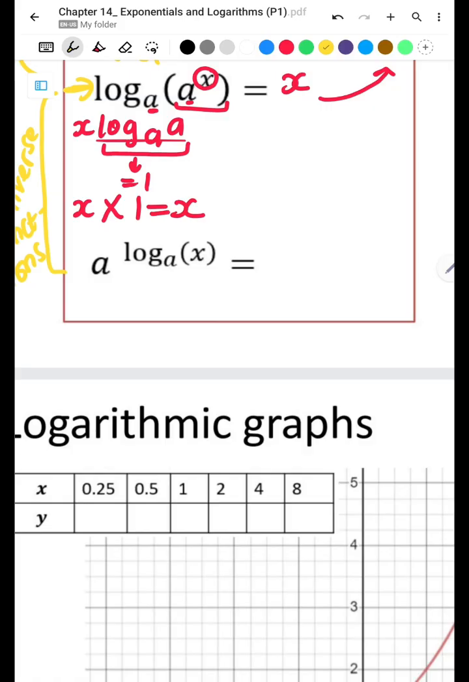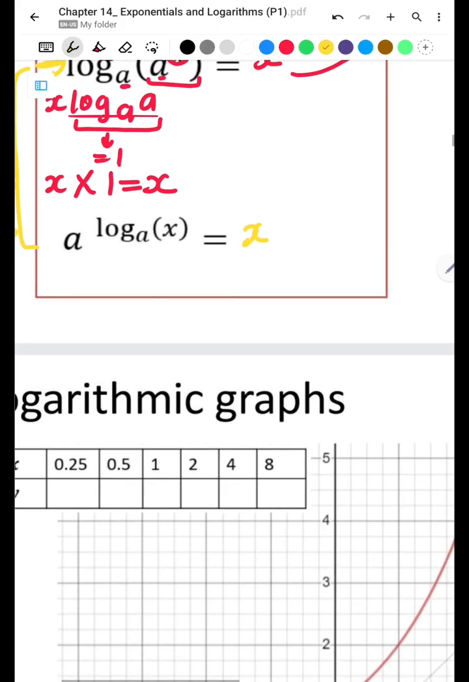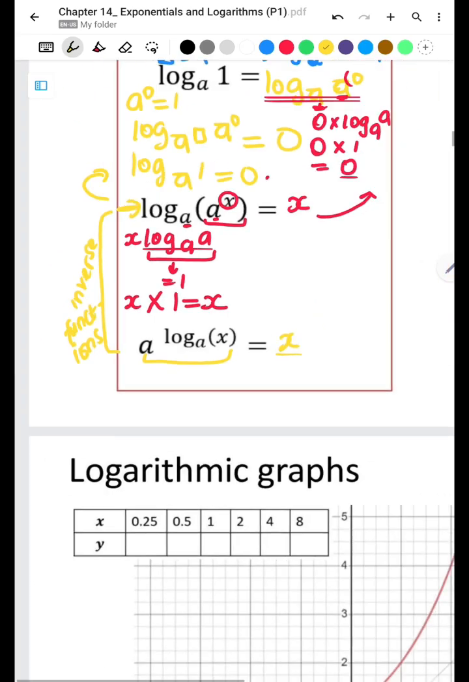And this is equal to x. They both have the same answer. It's very rare we get a question that looks like this, but we can just know that when we have a logarithm question in this format, our answer here is x, which is an inverse of this.